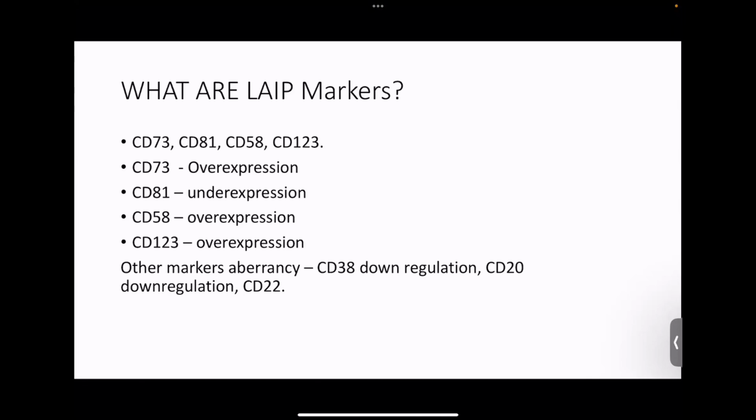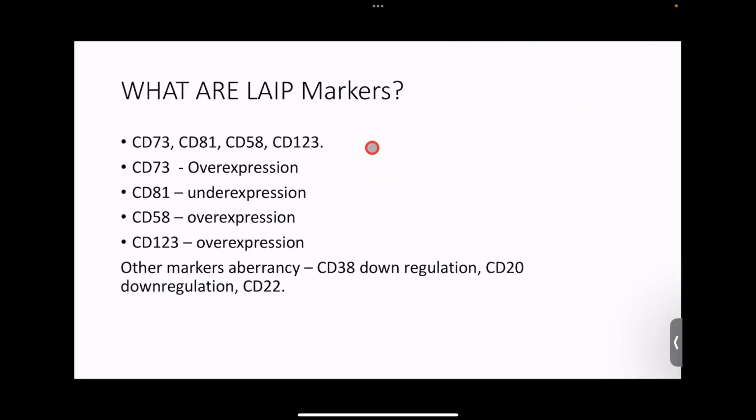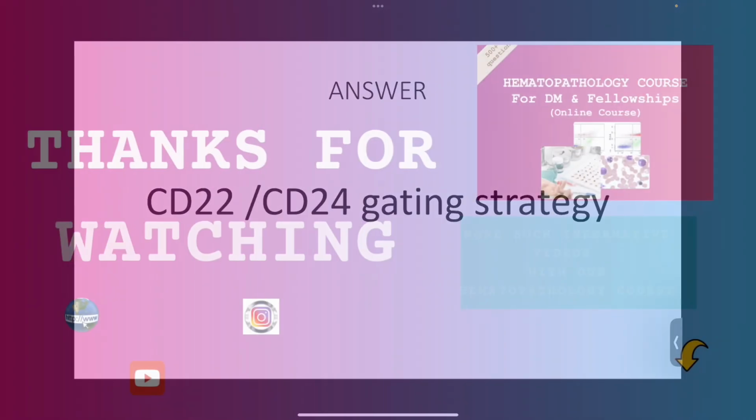But apart from all these LAIP markers and downregulation of other markers, we have to keep in mind that the primary gating strategy, that is the first step from where we have to start the analysis of MRD, is CD19 positive cells. And when the patient has received blinatumomab, in place of CD19, we can use CD22 and CD24.